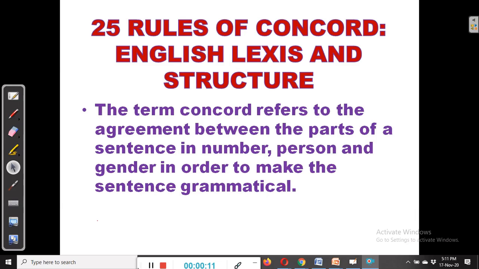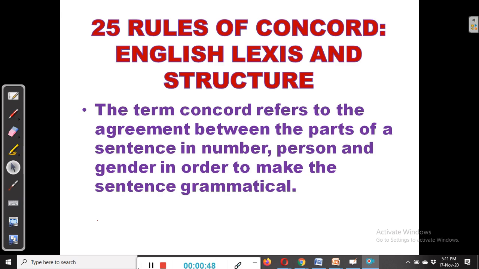We shall be looking at 25 rules of Concord, examining this aspect of English lexis and structure. The term Concord refers to the agreement between the parts of a sentence in number, person, and gender in order to make the sentence grammatical. Rules of Concord govern the way in which parts of a sentence are arranged together in order to achieve grammaticality. And when people violate the rules of Concord, they always commit a grammatical blunder.